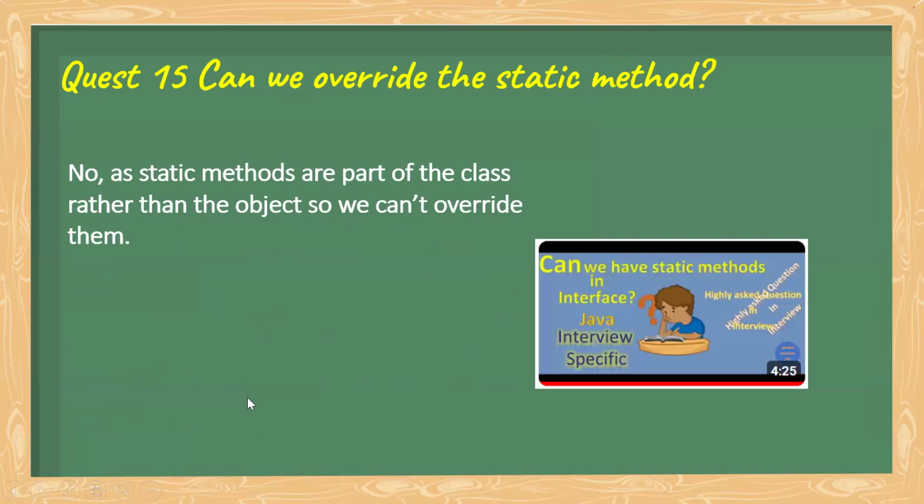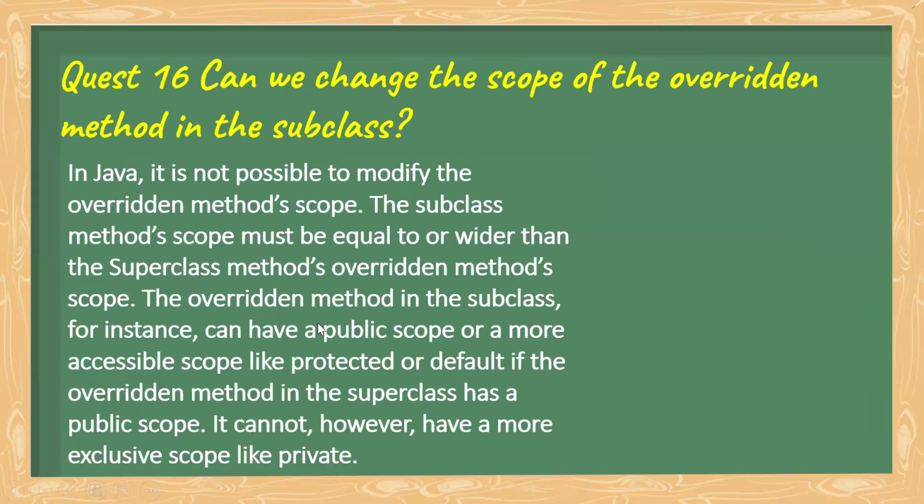Now, can we override a static method? No, we cannot override a static method, and the reason is that overriding, or polymorphism, takes place at the object level, and static methods are related to the class, not the object. If you want to get that detail, you can watch this video on my channel.